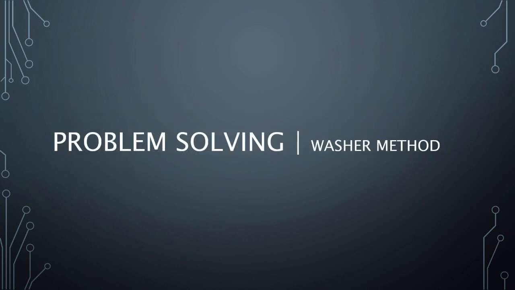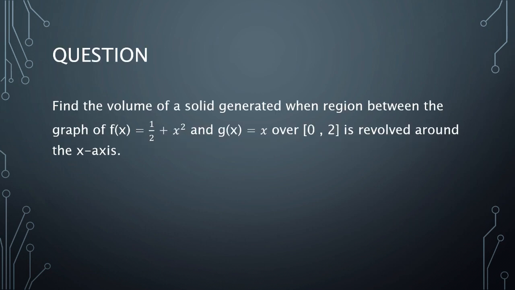So now let us try some problem solving by using the washer method. The question is, find the volume of a solid generated when the region between the graph of f(x) = 1 over 2 plus x squared and g(x) = x over [0, 2] is revolved around the x-axis.